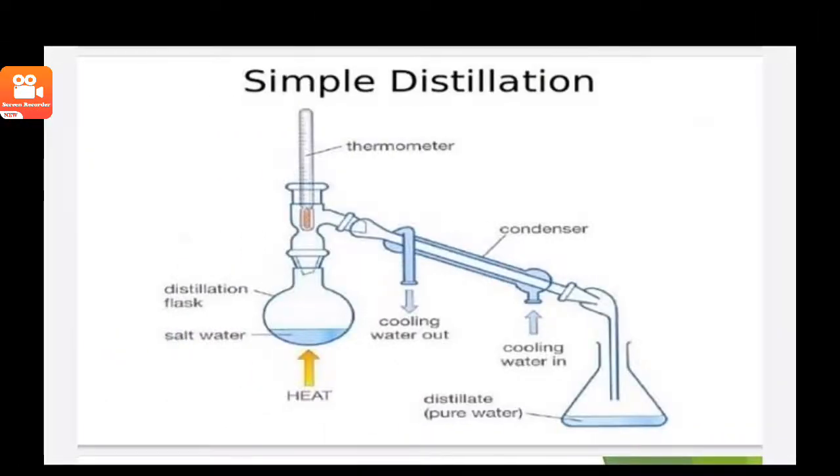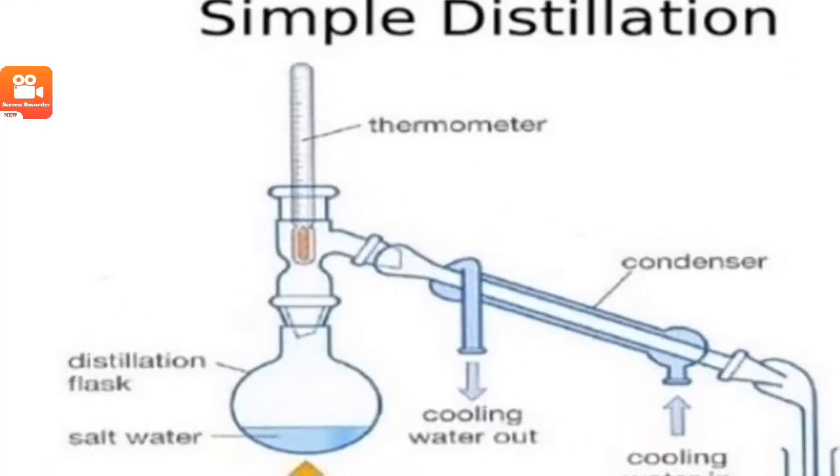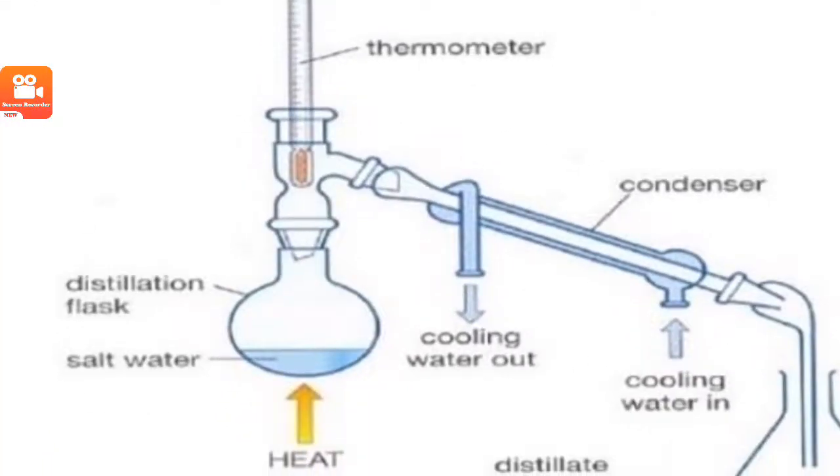So there is a clear experiment of the simple distillation process in which we take salt water in a flask. The salt water may consist of salt particles. So when we give heat to the flask, the water evaporates and the water vapor passes to the condenser, as you can see on the screen, leaving the salt behind in the flask.